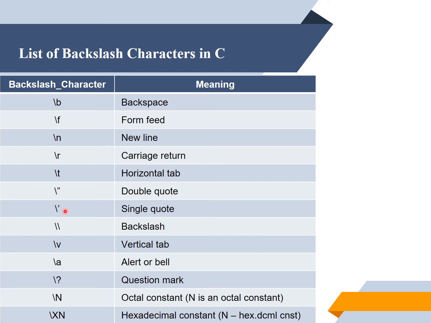Similarly in the case of single quote, and similarly in the case of backslash. Vertical tab is backslash v, alert is backslash a, and question mark: if you want to print it, you have to put a backslash over here. So it will be overriding the specific meaning of the question mark. Backslash capital N for octal constant and backslash capital X for hexadecimal constant.